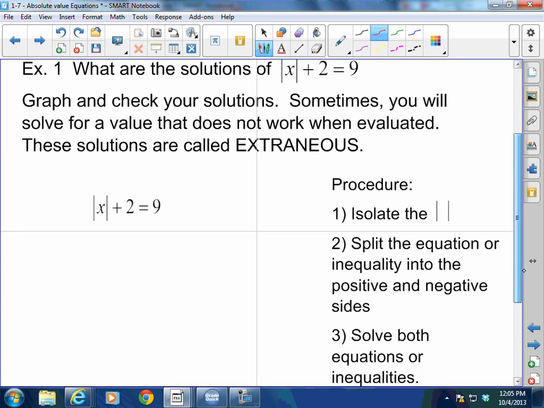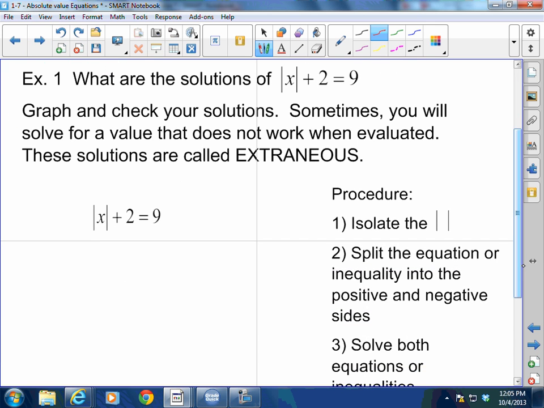So, let's do this. What are the solutions of the absolute value of x plus 2 equals 9? Graph and check your solutions. Why do we check our solutions? Sometimes you will solve for a value that does not work when you plug it back in. If you get a solution that does not work, you have to call it an extraneous solution. I'll show you what I mean by plugging it back in.